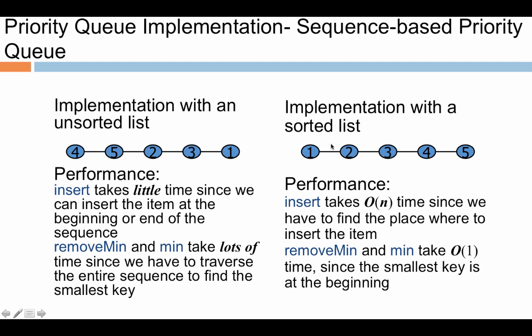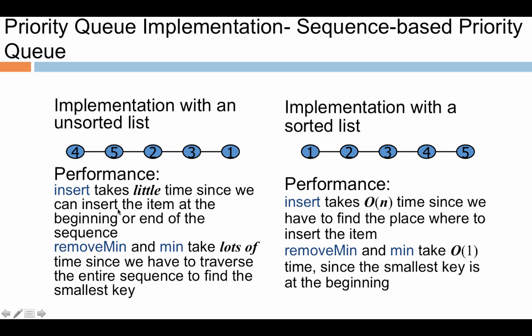How do we implement priority queues? There are two ways of implementing priority queues. One is that you can implement it with an unsorted list. For example, let us just look at this. If this is the queue, 4 is at the head of the queue, 5 is the next element, then 2, and 1 is at the last place. Then whenever we want to insert, you just insert them at the beginning or the end of this particular sequence.